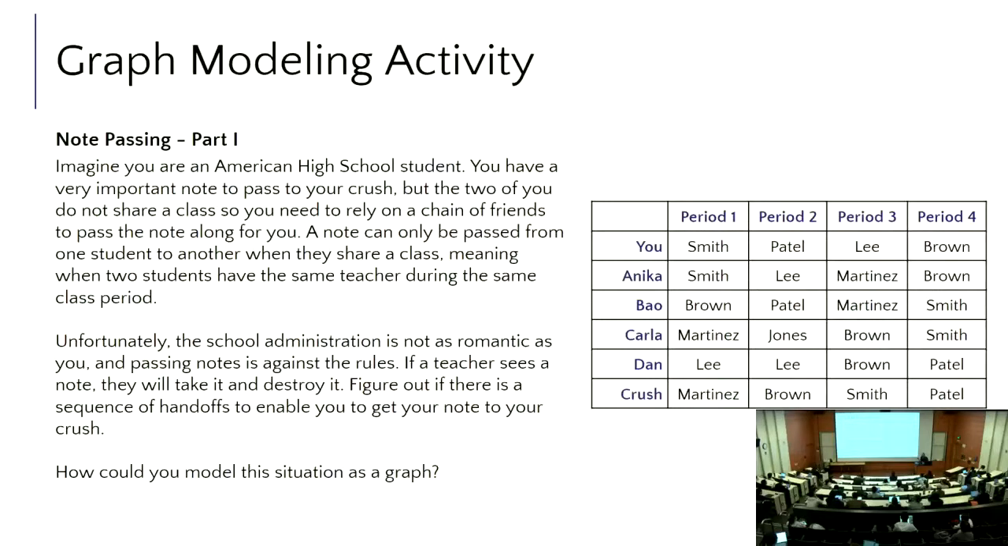Then what would we suggest to make the vertices of this graph if we were going to make this into a graph? Any suggestions? Anyone want to raise their hand, give me a guess? Yeah, the people. I agree. Since we're trying to get a note from me to another destination, if I am the source and my destination is my crush, that ends up with the people as the vertex-centric things.